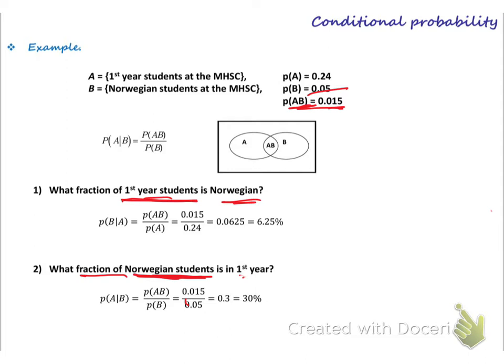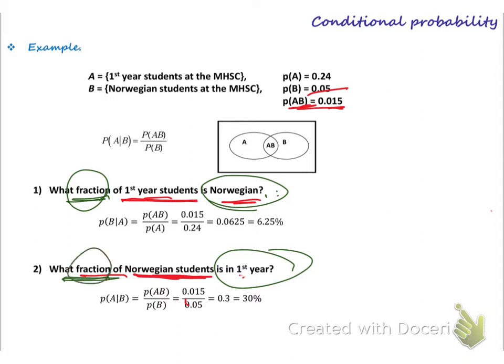So just for clarity, here he's asking about the fraction of being Norwegian, and there he's asking the fraction of being in the first year. So the denominator for both of them will be different. The numerator will be the same, because he's asking about the same thing, but the denominator will be different. The fraction has a numerator and a denominator. Always here it is the probability of A intersect B, Norwegian and first year student, or first year student and Norwegian. But the one which differs is what this fraction is divided by.